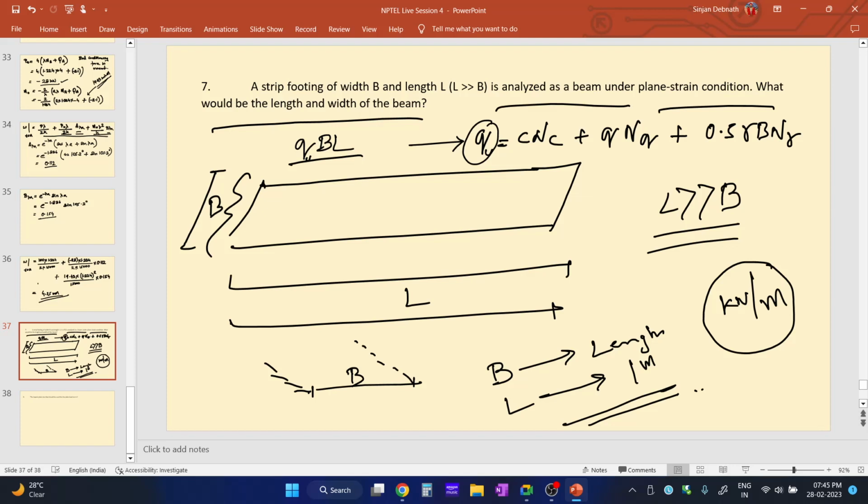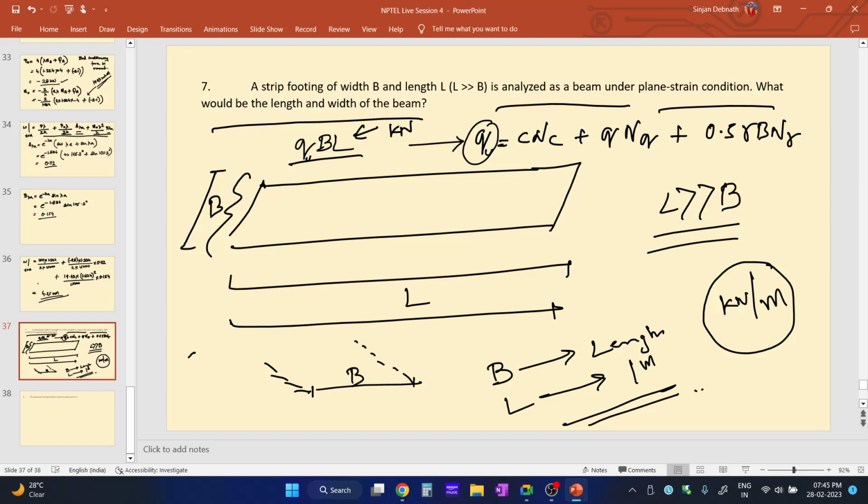If Qu is the ultimate bearing capacity of a rectangular footing, and we multiply Qu with B into L, you will get the ultimate load that the rectangular footing can handle. So what will be the unit? The unit is kilonewton, right? But for a strip footing, we used to do this.